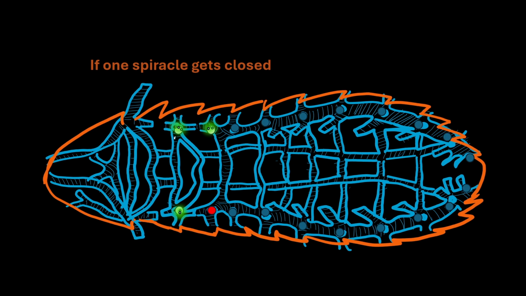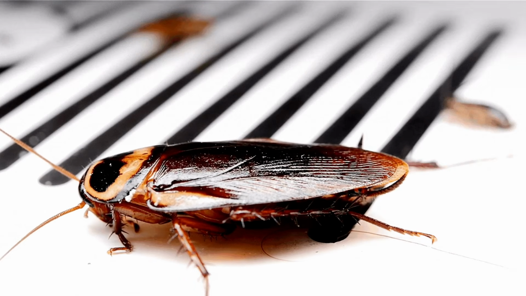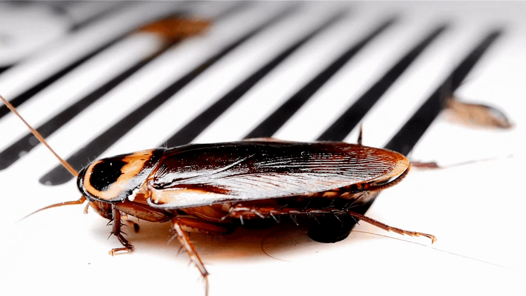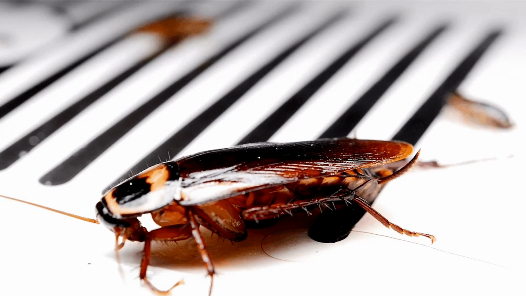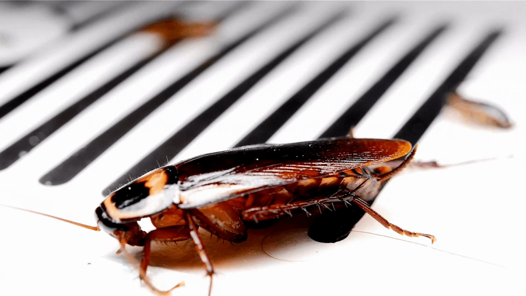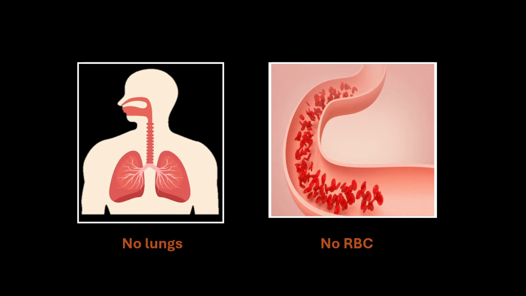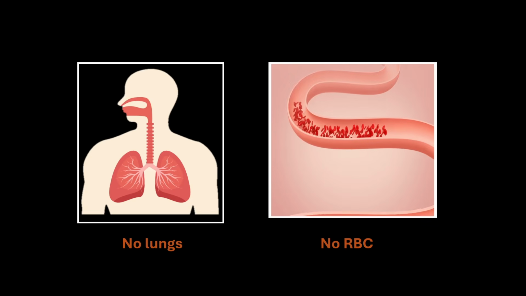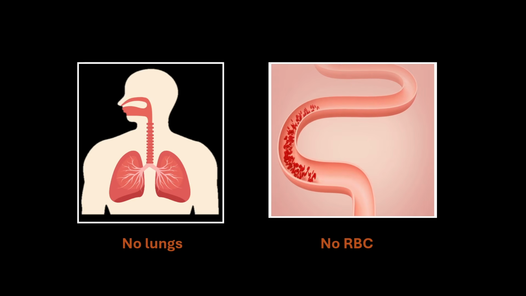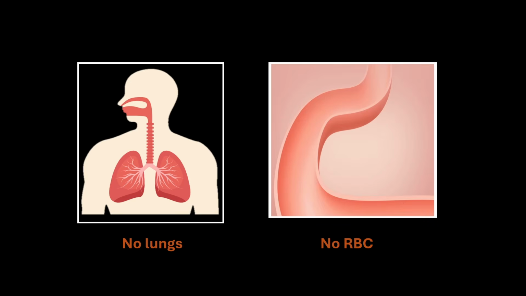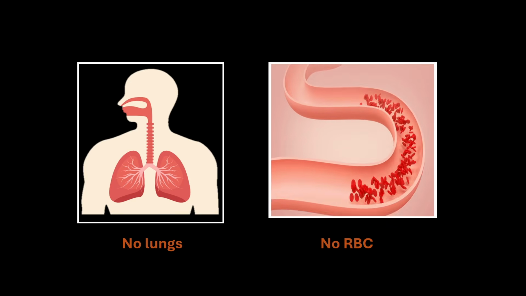What's even more interesting is that even if one spiracle gets blocked, the others can still work. So, their respiration system works independently of their circulatory system. And that is why cockroaches can survive in low oxygen places or even with their head removed for a short time, as long as their spiracles and tracheae are intact. So, with no lungs and no red blood cells for gas transport, just muscles, spiracles, trachea, and the smart pressure changes, cockroaches manage to breathe efficiently.